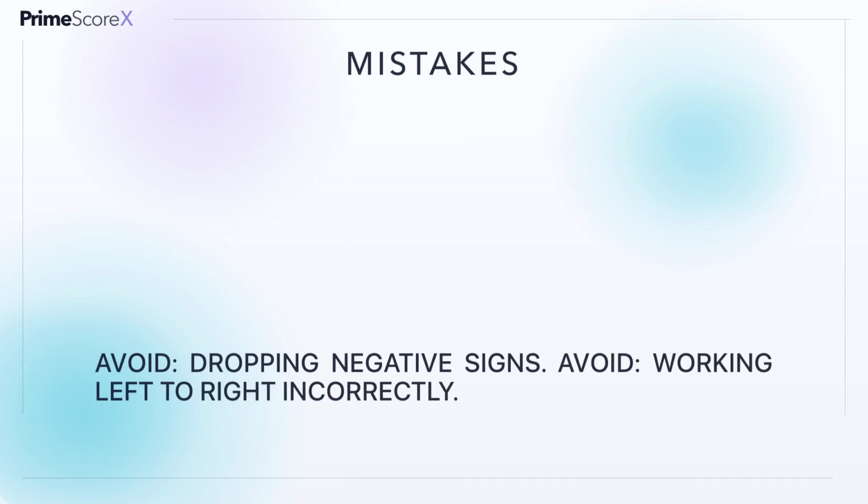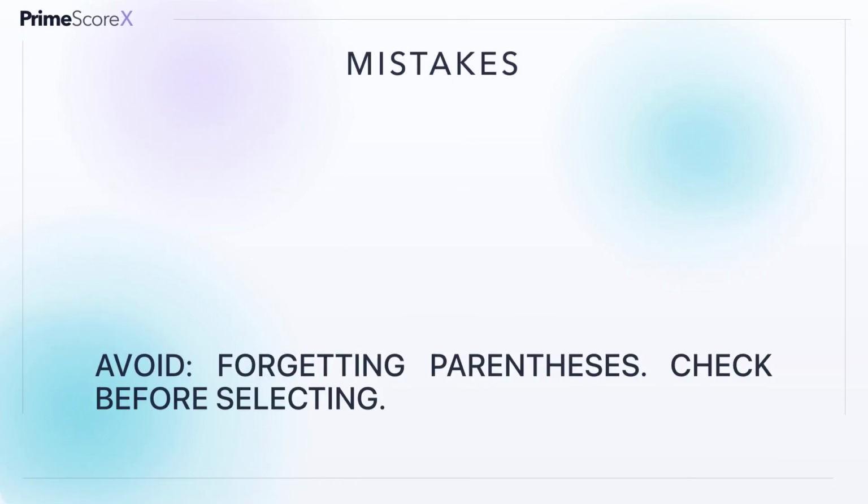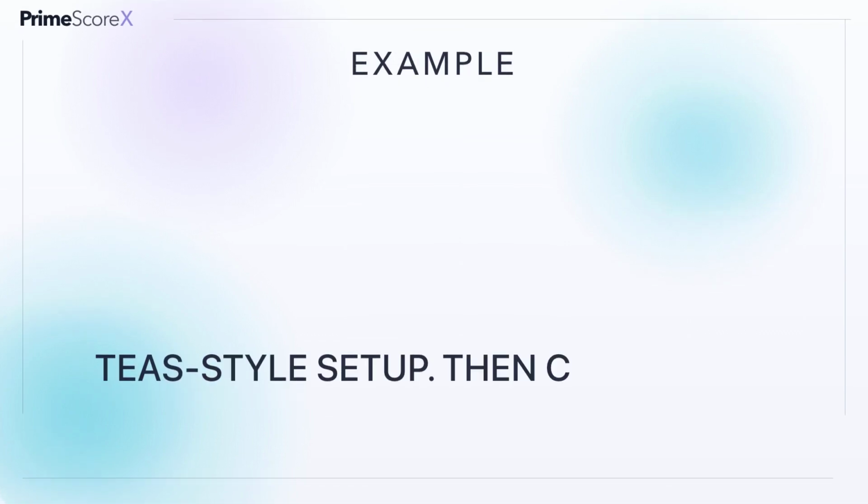A common mistake is dropping negative signs. This usually happens when a student recognizes the topic but does not check the actual question. Another mistake is working left to right incorrectly. Rushing the middle of the problem can create an answer that feels right but does not match the structure of the item. Another trap is forgetting parentheses. This is especially dangerous on TEAS math because the answer choices may include common intermediate results. Before selecting, confirm that your answer is not just a number you produced, but the number the question requested.